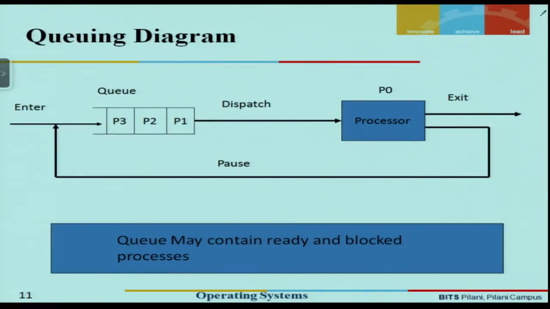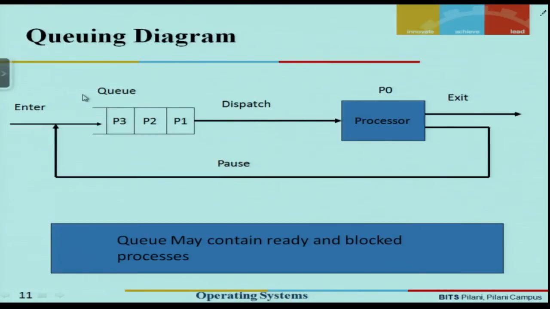The same state transition diagram, here we are trying to show with the help of a queuing diagram. In the queuing diagram we can see that we are maintaining a queue, which we can say is the not running queue. This queue depicts the set of processes which are in a not running state, and then the processor is where the processes are executing. So any process on the processor is in a running state.